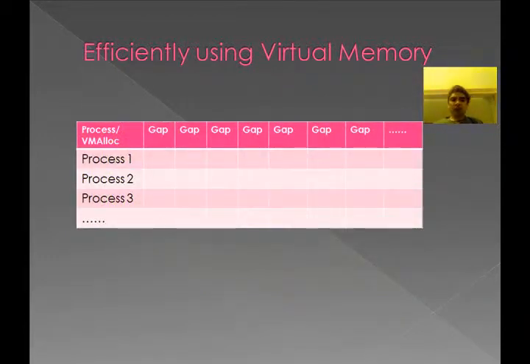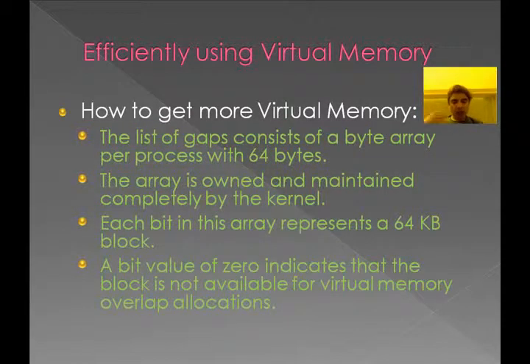Here is the list the kernel maintains: process 1, process 2, process 3, or actually it should be DLL, sorry, it's still a process, but it depends on the DLL. So these gaps are properly maintained. I think the next slide talks about how the kernel maintains that. This is just a visual representation to create an image in your mind of what is really happening.